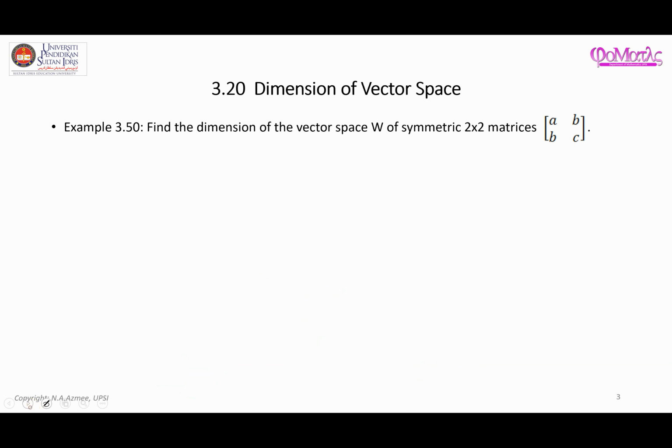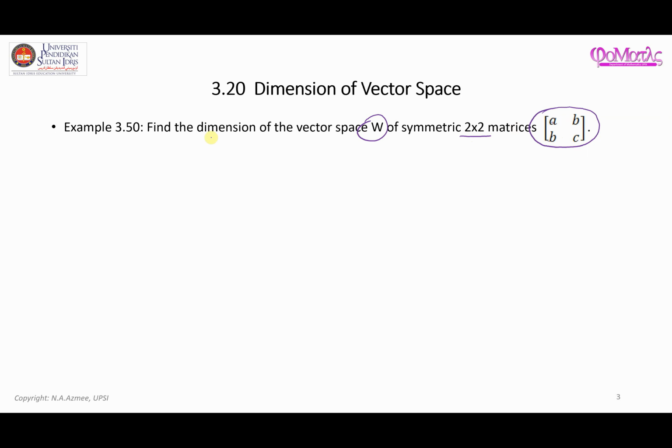And here is a specific example. Find the dimension of the vector space W. So W is defined as a symmetric 2 by 2 matrix, and it has this definition where A and C could be different values, but for these positions you have to have the same values, B and B.